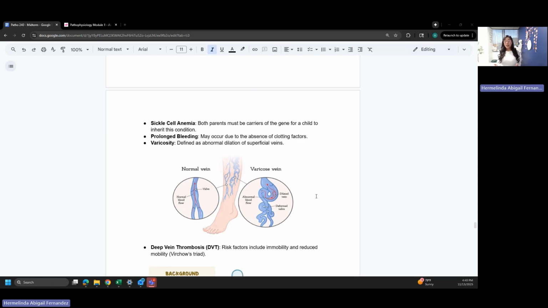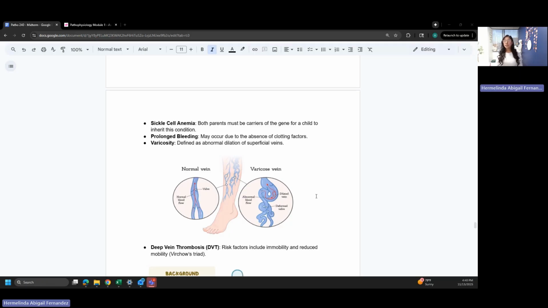If you remember back in A&P 2, you were talking about the fibrinogen that comes in and makes that clotting factor. So with this, there is no clotting factor, so there's going to be prolonged bleeding. Okay.